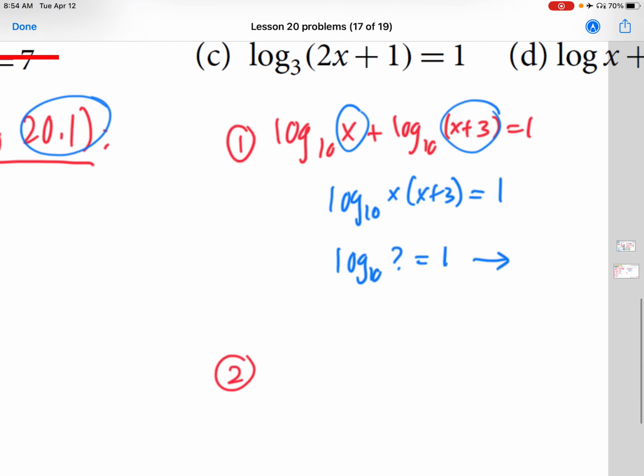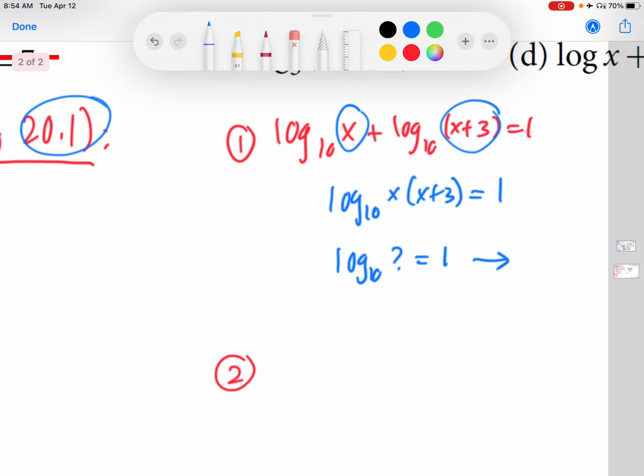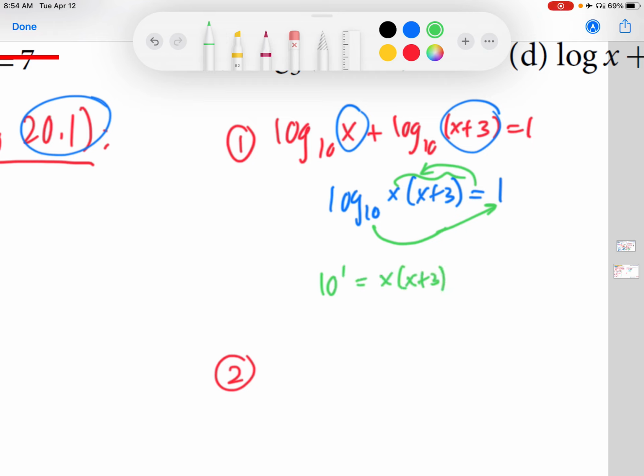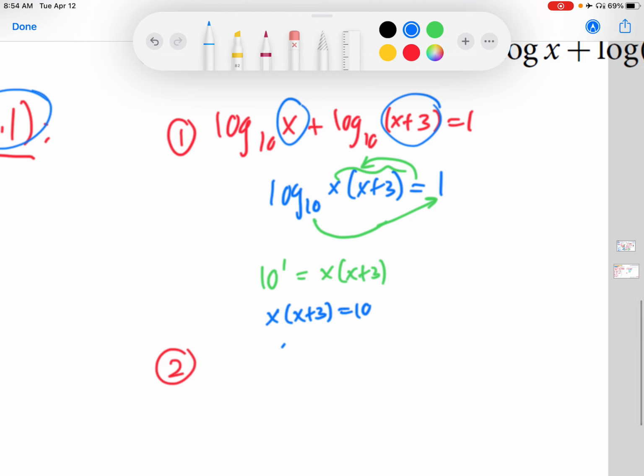Okay, so log base 10 of x times x plus 3 equals 1. I'm going to convert that to saying 10 to the first equals all of this stuff. So 10 to the first equals x times x plus 3. Great. And then at this point, we are dealing with a quadratic equation. We would like to see if it factors. That would make our life a lot easier.